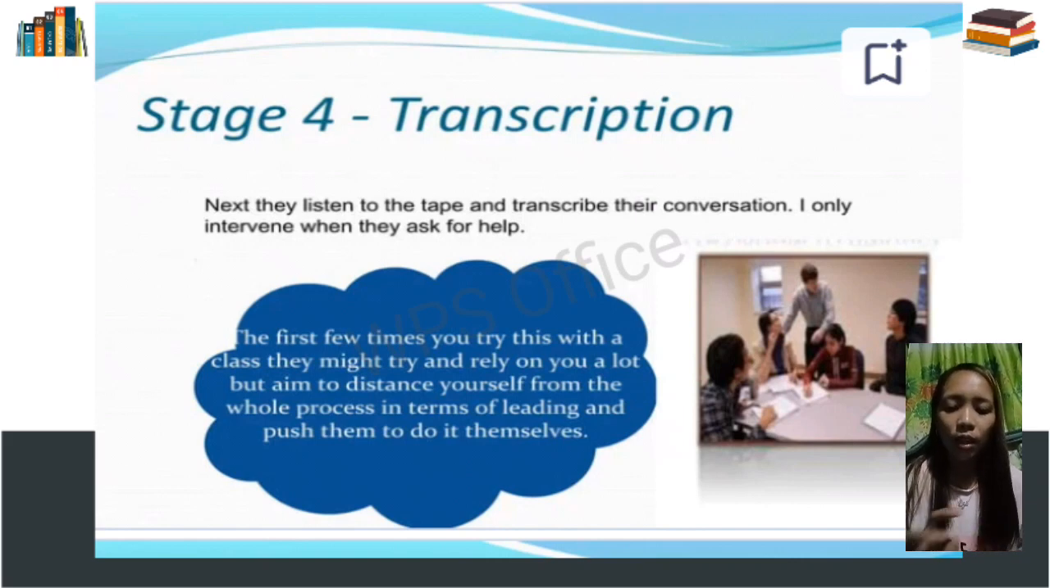from the students. So the first few times you try this with a class, they might try and rely on you a lot, no? But aim to distance yourself from the whole process in terms of leading and push them to do it themselves. In this kind of activity, the students really rely on the teacher because it is the first time. So, if you are the teacher, you have to distance yourself. But you're still guiding them, no, until they are comfortable enough to do it themselves, no, kanang dili na kayo magsalig sa teacher.